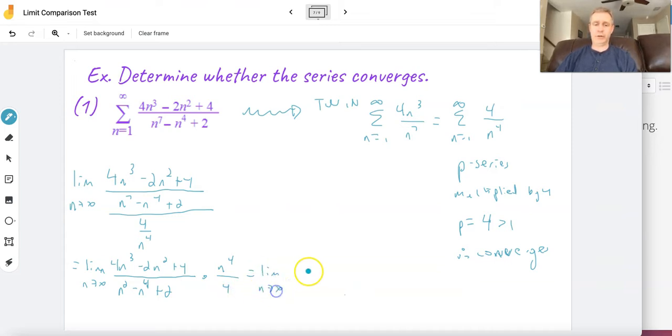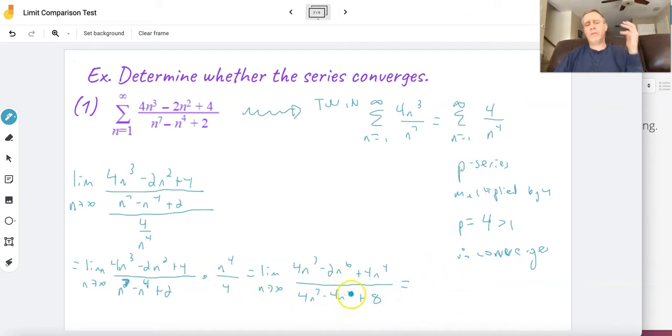And now I will multiply those two fractions together. So we should get 4n to the 7th minus 2n to the 6th plus 4n to the 4th, and that should be all over, in the denominator there, I copied that down wrong, that should be n to the 7th minus n to the 4th plus 2. So when I multiply the 4 in there, it's 4n to the 7th minus 4n to the 4th plus 8. I'll put the 4 in, get that, and that.